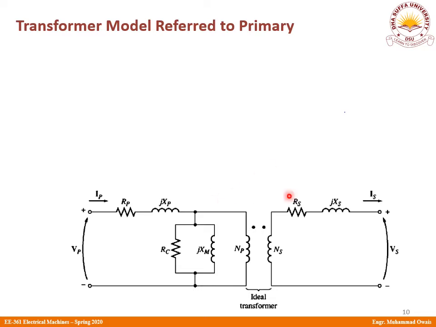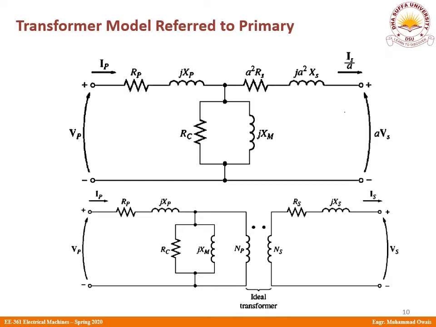So you can see what do we have at the secondary? We have resistance, we have a reactance, and we have the secondary current and the secondary voltage as well. So let's transform all these parameters to the primary. Let's do it. So this is shown here. You can see there is no change in the primary resistance, the primary current, the primary voltage, nor is there any change in the excitation branch. The only changes are here.